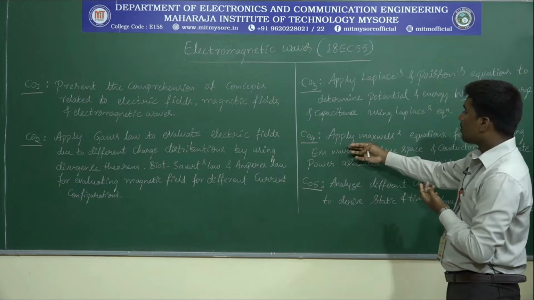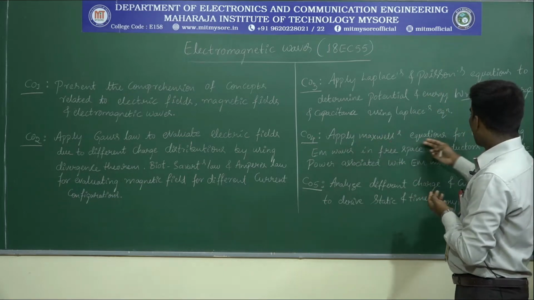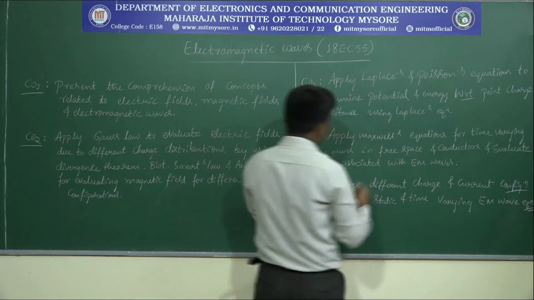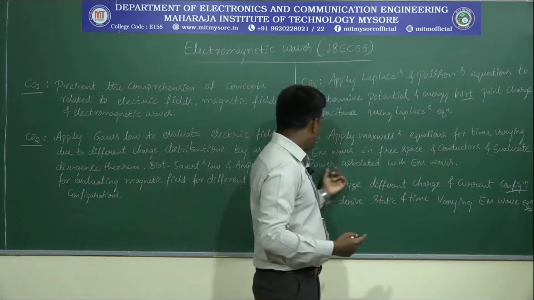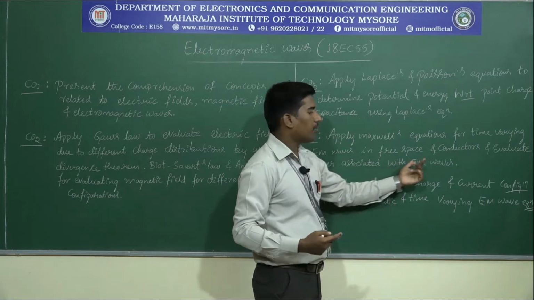The fourth course outcome is apply Maxwell's equations for time varying electromagnetic waves in free space and conductors and evaluate power associated with electromagnetic waves.